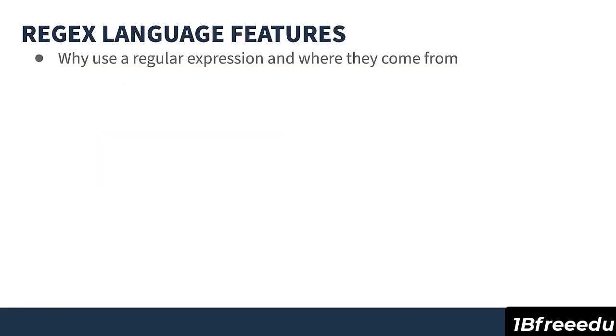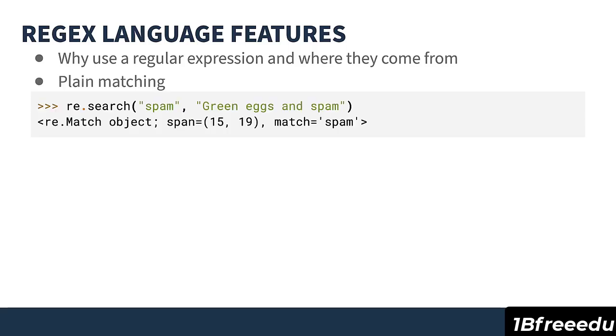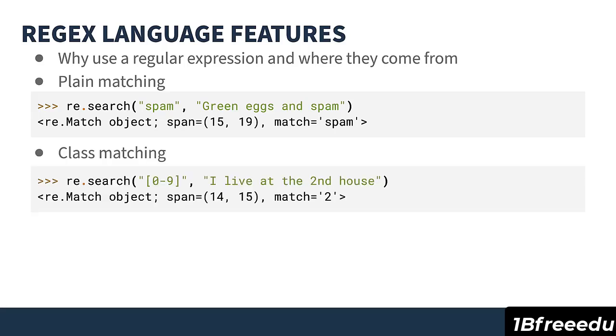In the first lesson, I covered what a regular expression was, where they came from, and why to use them. The first regex you were taught was plain matching, just looking for straight characters like SPAM inside of a sentence. Class matching gives you the ability to match a range of values. In this case, the numbers 0 through 9 are in a class. This matches the 2 in second in the sentence.